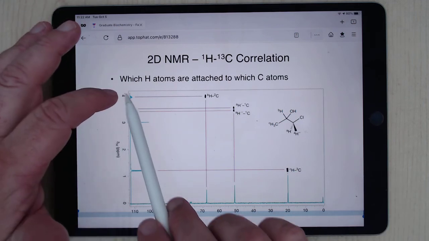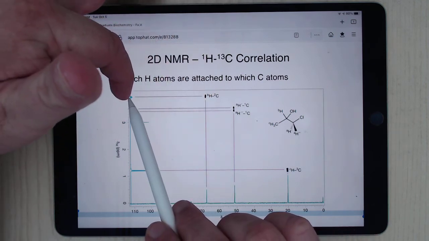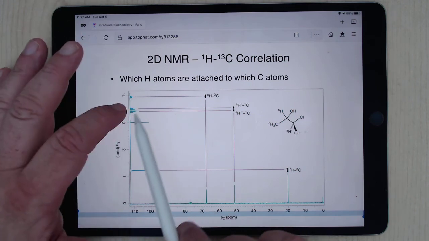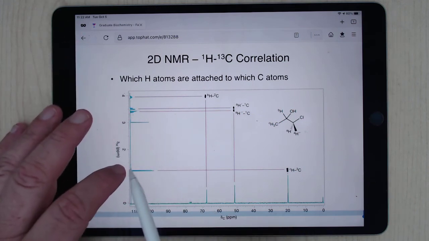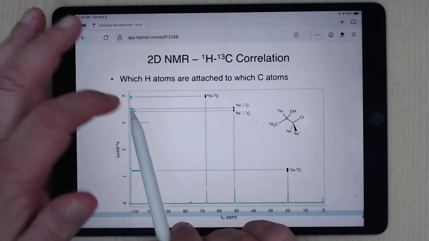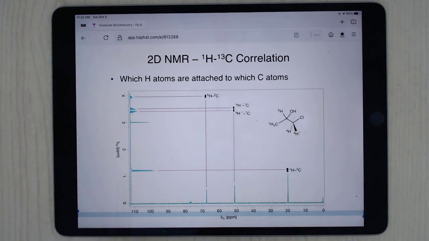And what this does is it says, okay, if we get a signal here, then that means this signal goes with this carbon signal down here. This hydrogen signal is associated with this carbon. This signal here, these hydrogens are associated with this carbon signal. So this carbon has these hydrogens on it. These carbons have these signals, are part of these signals here. Okay, and so you can sort of figure out who's with what.